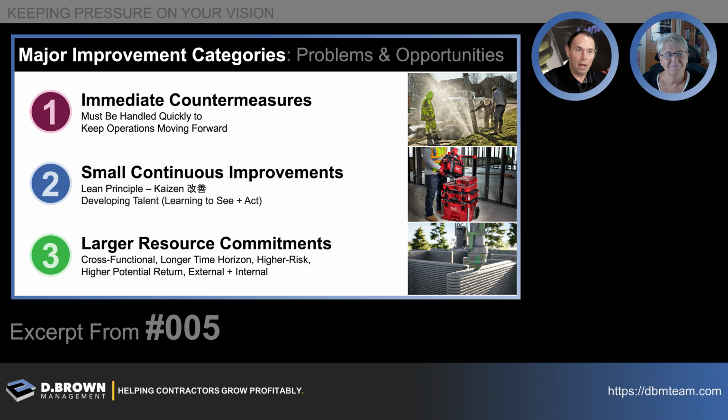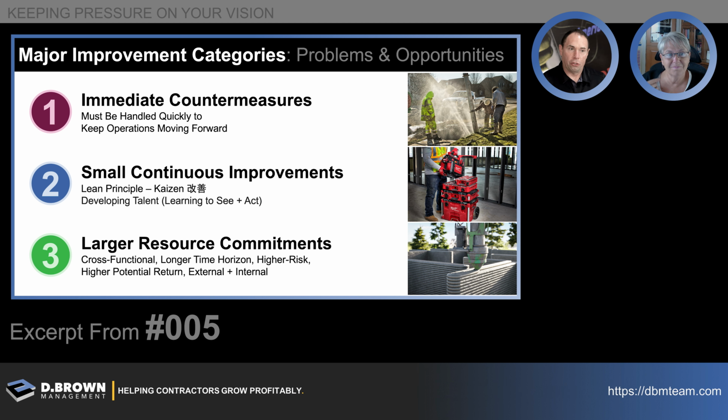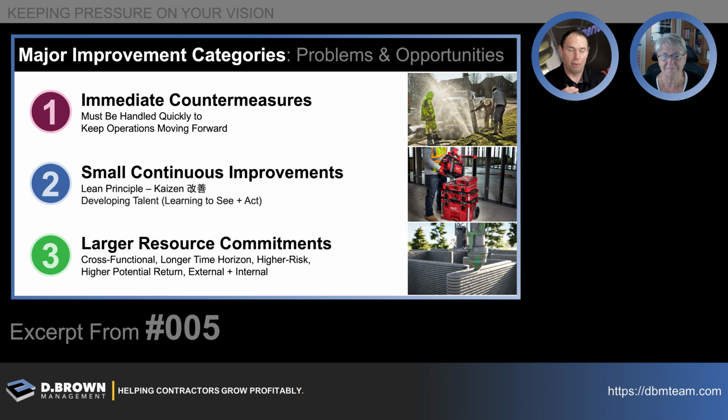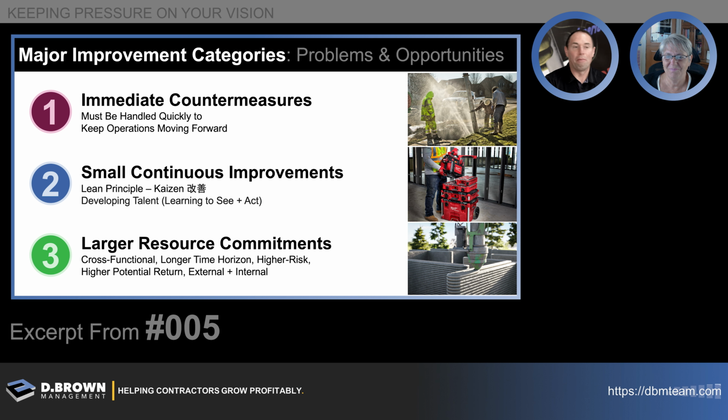So now we get into improvement category changes. There's probably three broad categories, and it's really important to know which one they are, where they fall. Then we're going to get into some of the personality traits that are better for handling different types of these improvement categories, and give some examples. The first one is immediate countermeasures, right? The building's on fire. We need to handle this quickly, and we need to keep operations moving forward.